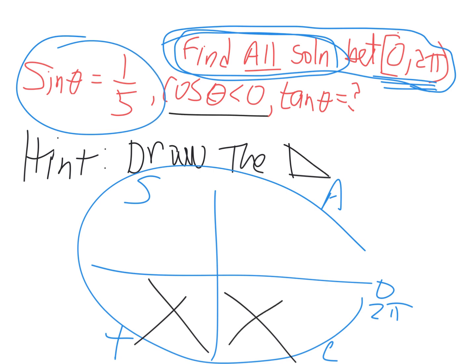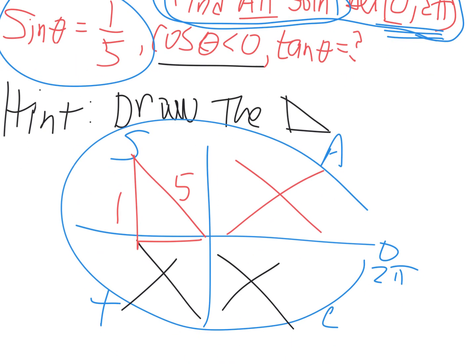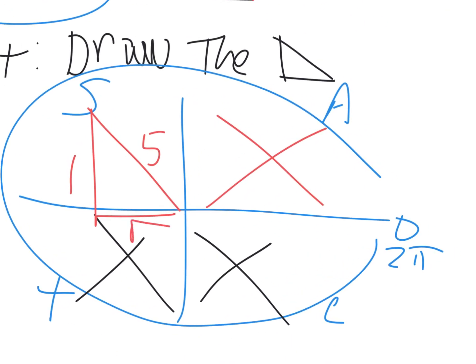And then cosine has to be negative. That means it can't be here, because all of them would be positive there. So then it leaves me only this spot to draw it. And then sine is opposite over hypotenuse, 1, 5. And then this must be, you'll always need this last side. Square root of, 5 squared is 25, 1 squared is 1. And am I on the longest side? No. So I would do minus. So that's square root of 24.